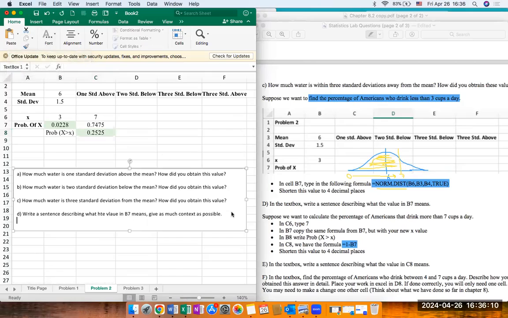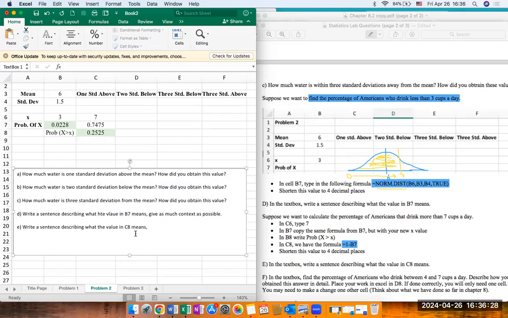So in another text box, in E, it says write a sentence describing what the value in C8 means. Useful context, so give as much as possible. And describe how we obtain this value or why we have to obtain it like this.